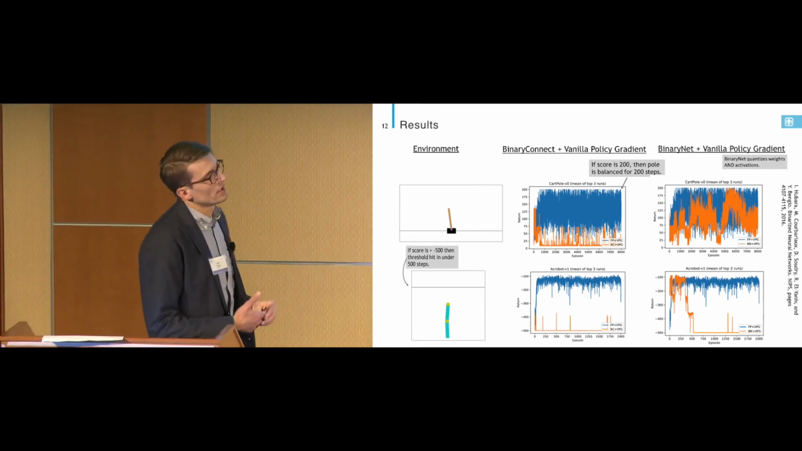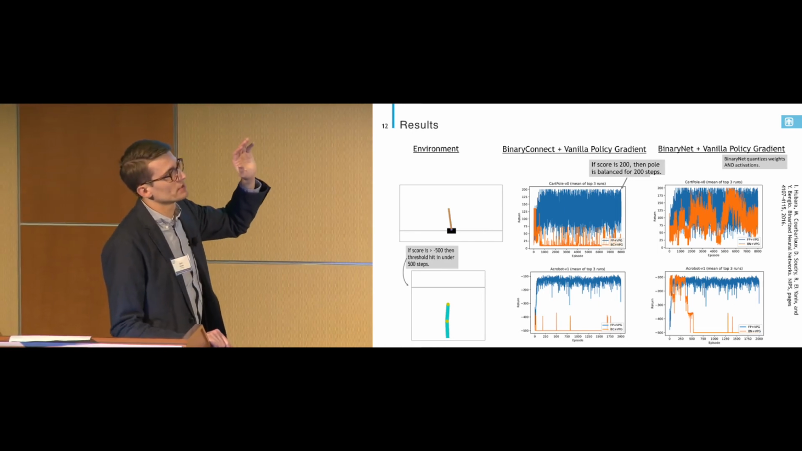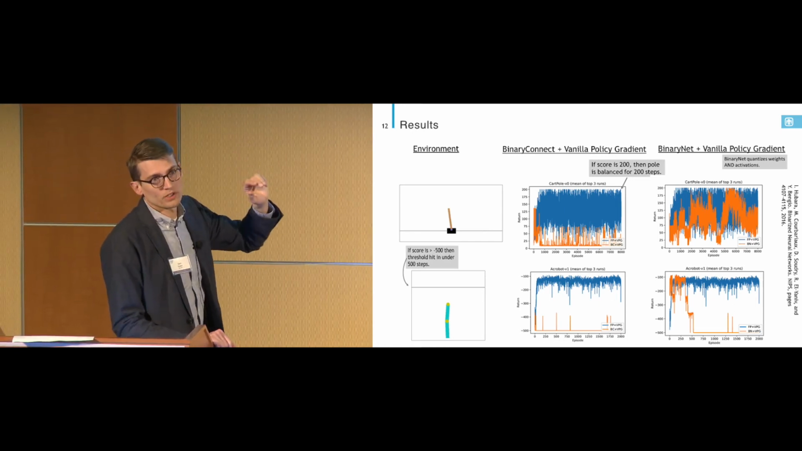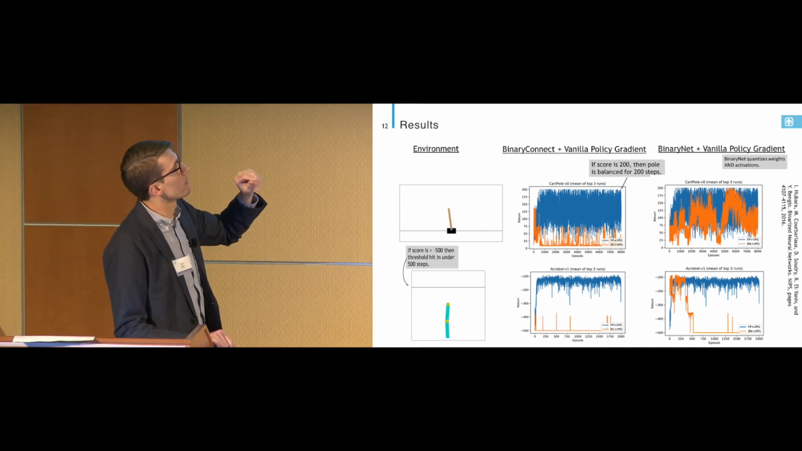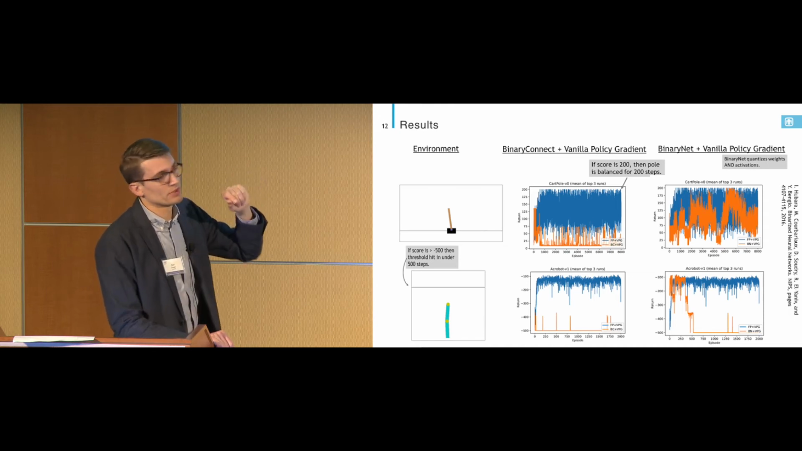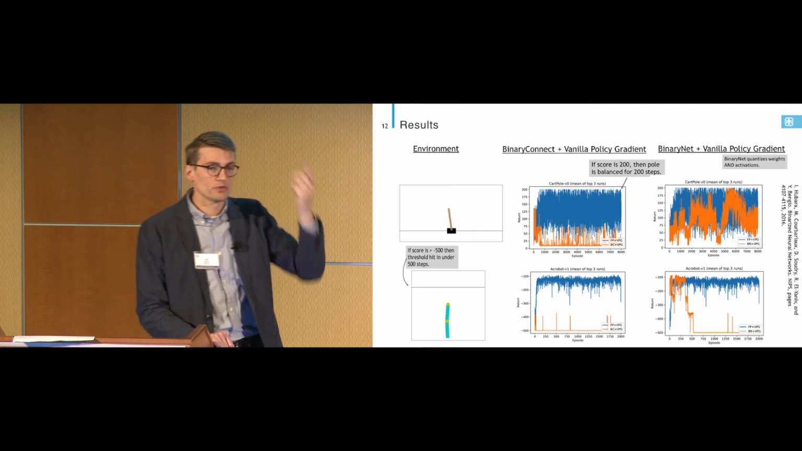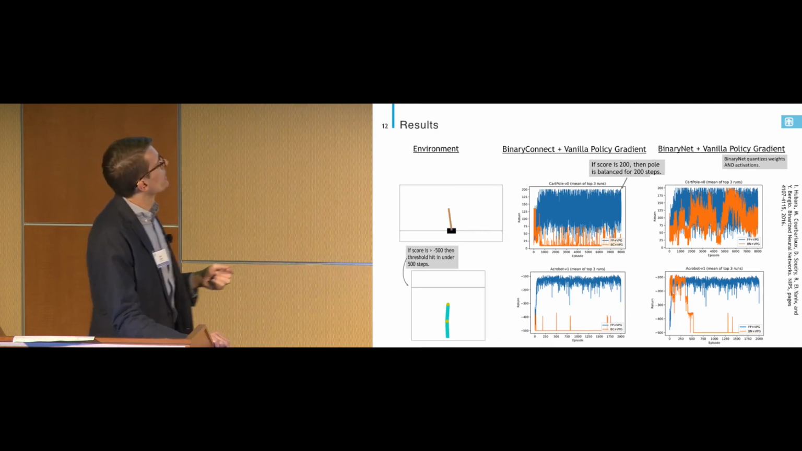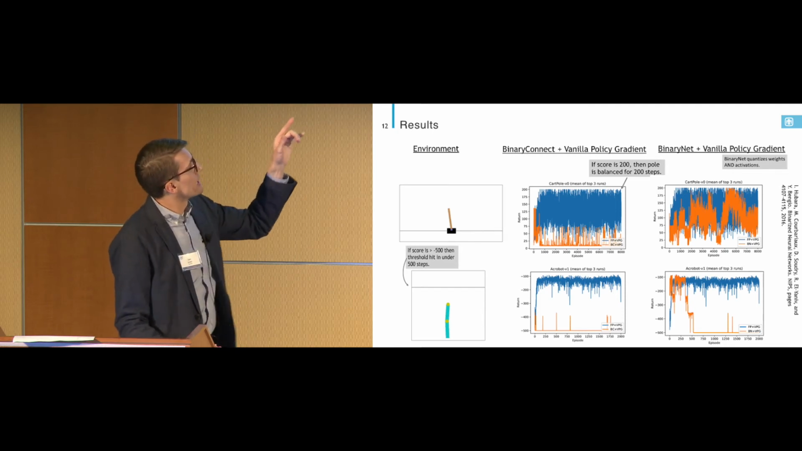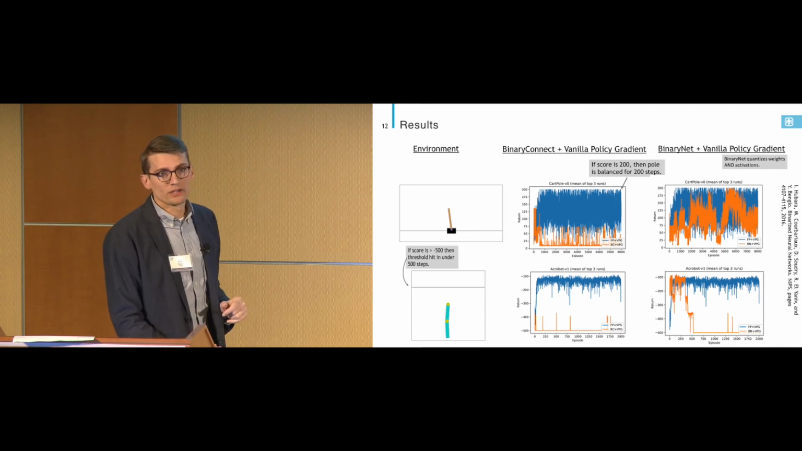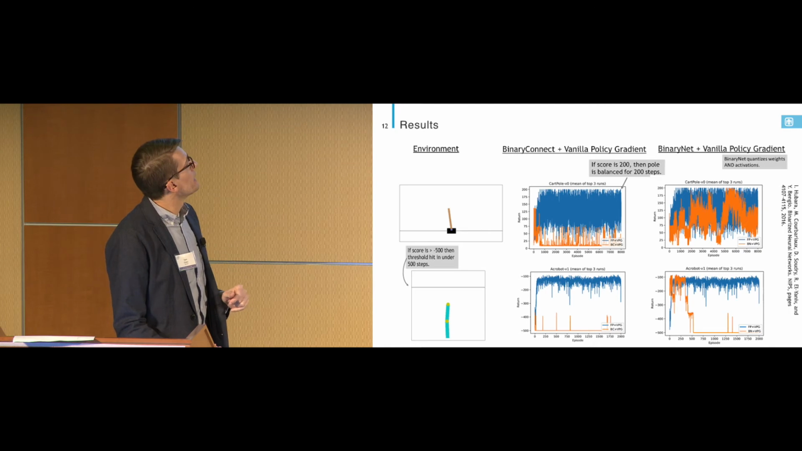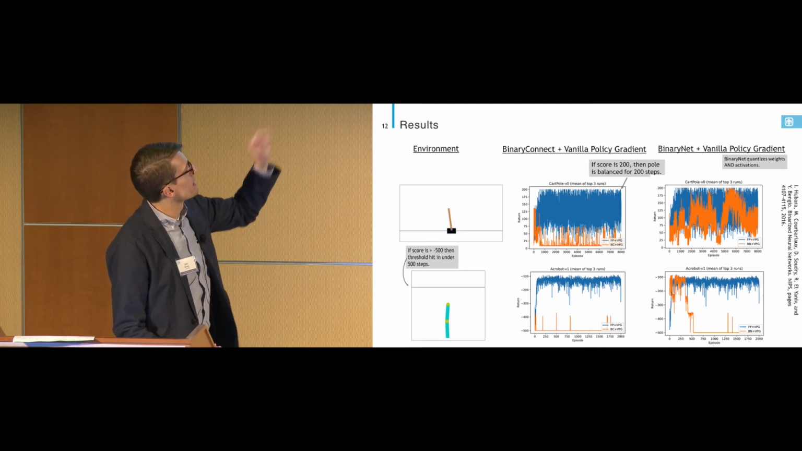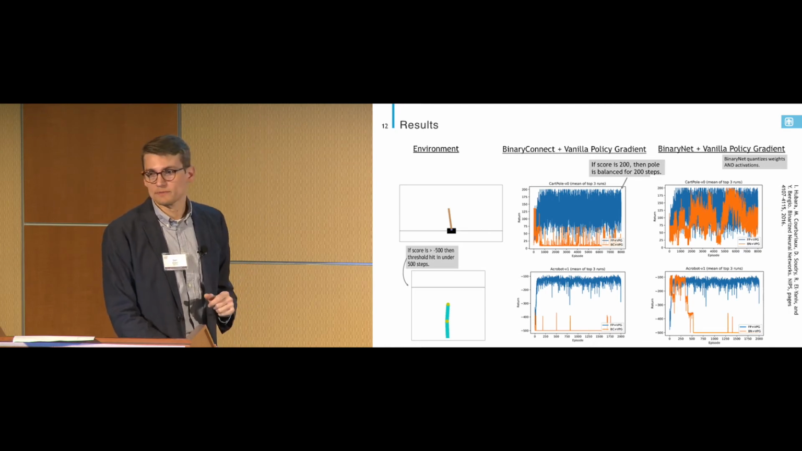The second reason you see it here is because we're using an extremely large neural network, too large for this task. A third reason is because of the simplicity of the algorithm. I'm using one of the older RL algorithms. Okay, so now if we look at the orange plot, that is binary connect applied to vanilla policy gradient. And you can see that basically it does nothing. It really never learns anything.